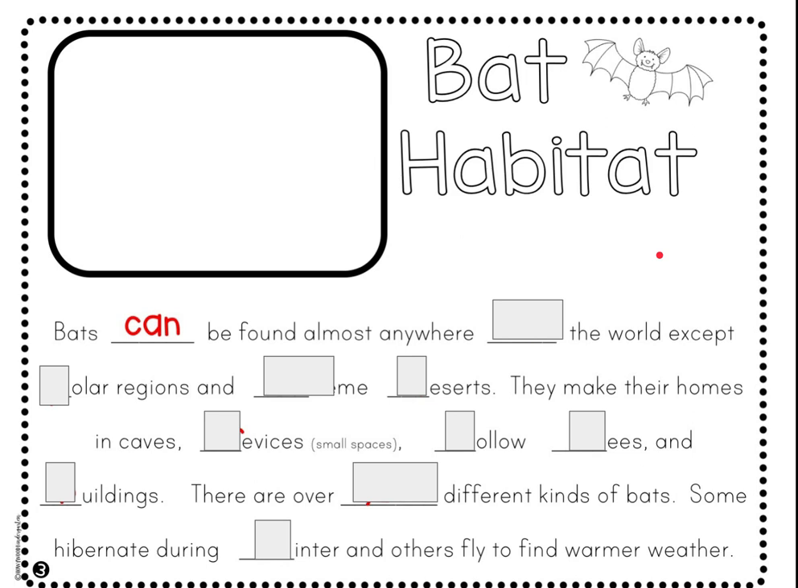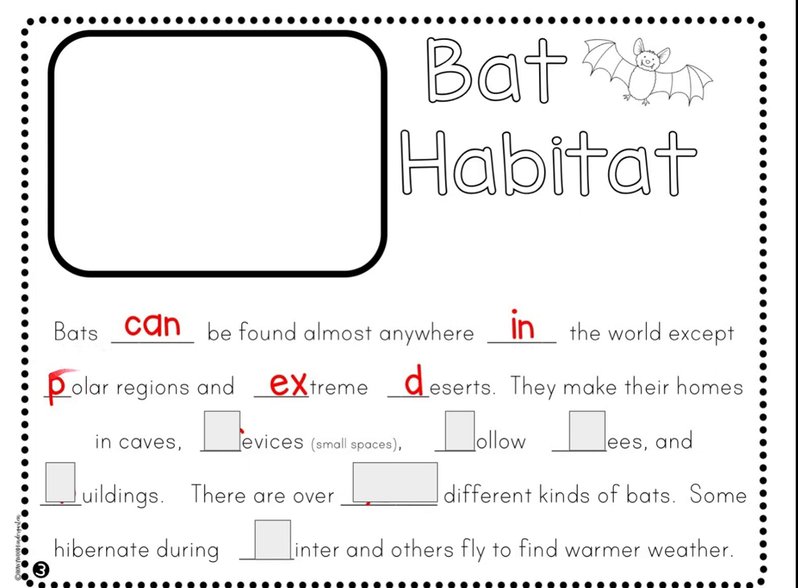Bats can be found almost anywhere in the world except polar regions and extreme deserts. Lots of fill-ins in this first sentence. Let's go slow. Bats can. First fill-in, C-A-N, can. Bats can be found almost anywhere in the world. I-N for in is the second fill-in. So bats can be found almost anywhere in the world except polar regions. P for polar, you can write a P there on the third fill-in.